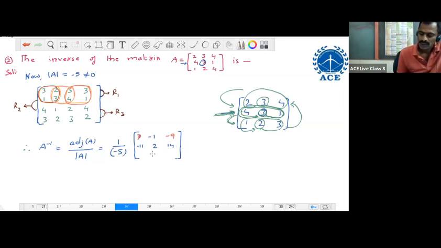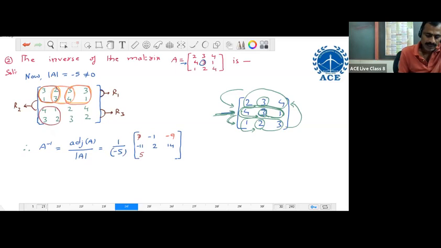Already 2 rows are known. Next we require the third row. The third row is given by the last 2 rows in the fourth order matrix only. From these 2 rows, we consider 3 second order determinants only. The first possibility of second order determinant is like this. 8 minus 3, 5.